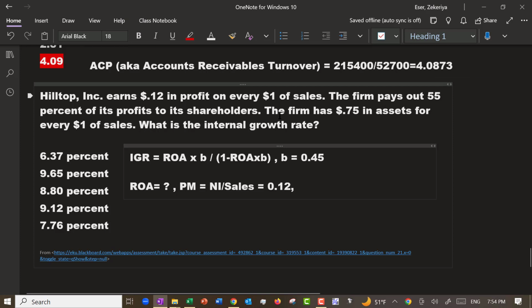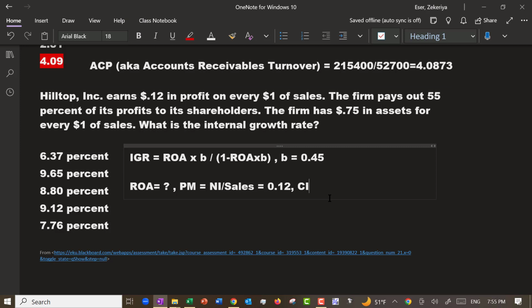We already know what that is. That's dividend payout ratio. How about this? They have 75 in assets for every dollar of sales. Do we have a name for that? It's basically total assets over sales, right? And that's capital intensity ratio, which is equal to 1 over TAT, and that's equal to 0.75, right?